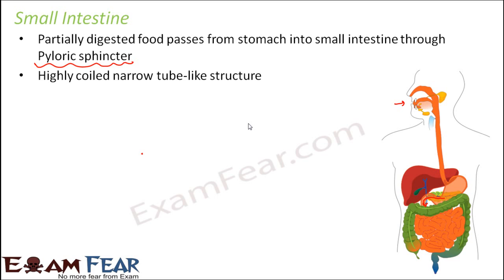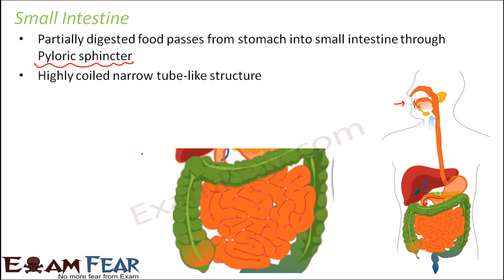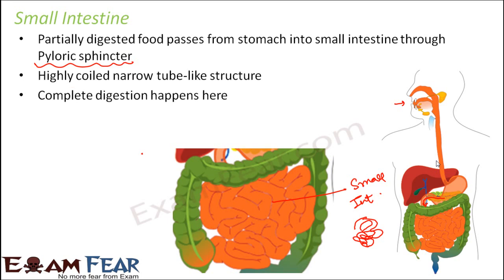Now if you talk about the structure of the small intestine, it is a highly coiled narrow tube. Here you can magnify it. This part is the small intestine, the orange color structure which you see. It is a tube-like structure which is highly coiled like this, and that is why it gives an appearance of this sort. It is a straight tube, like the esophagus, but very much coiled. That forms the small intestine.